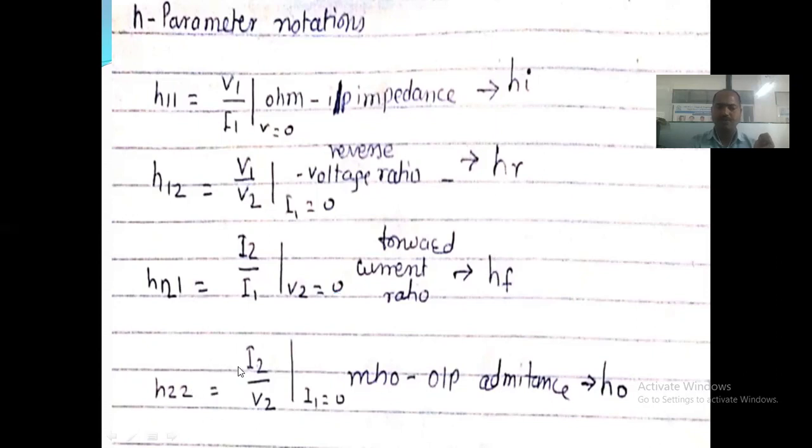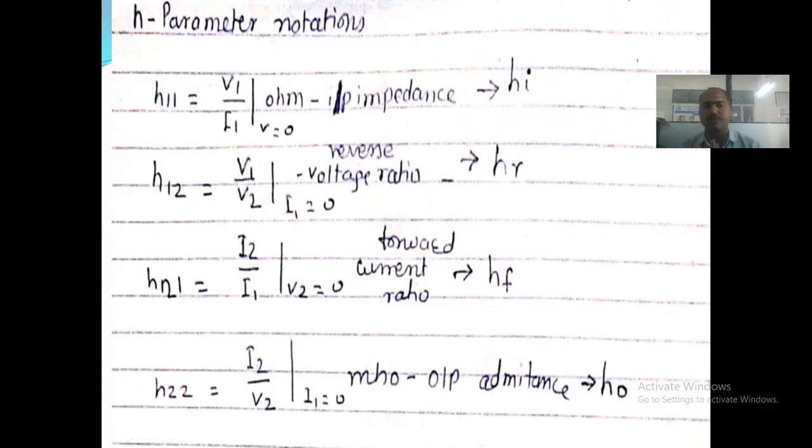For H22, what do we have to do? I2 divided by V2. We know that V upon I is resistance, but opposite to that is I upon V. So it is I2 upon V2. Both terms are with respect to the second port, that's why it is output. And this is output, but opposite to that of resistance, that's why it is called admittance. So it is the output admittance, right? So O is taken here, so HO indicates H22. This will be the thing.